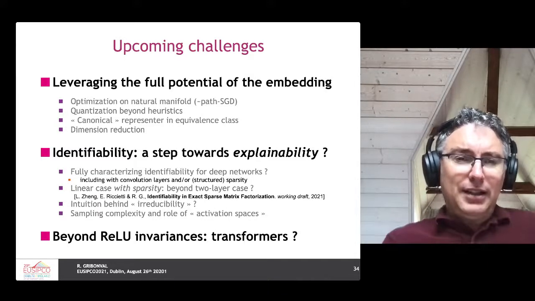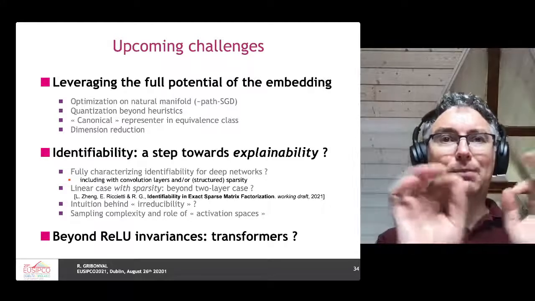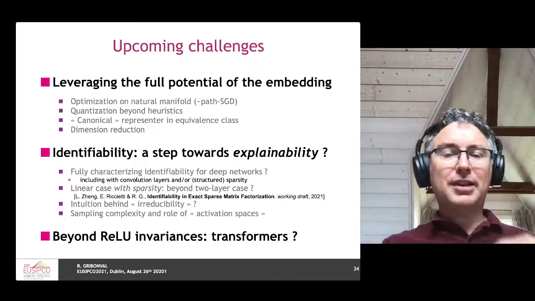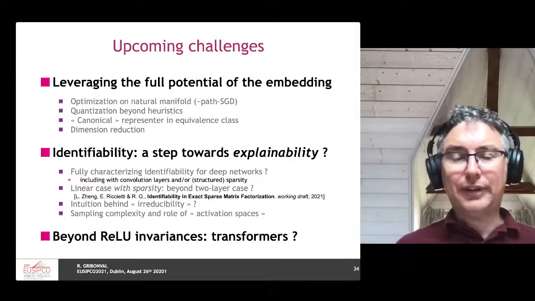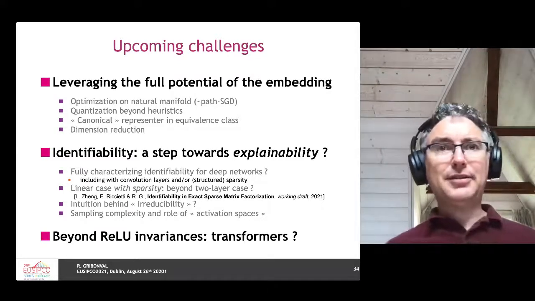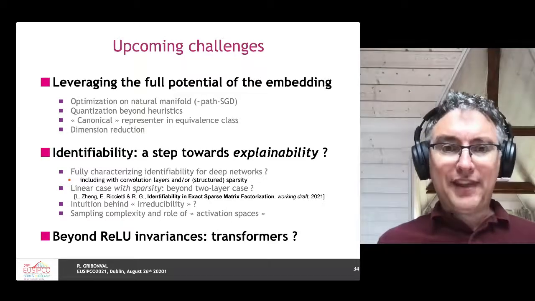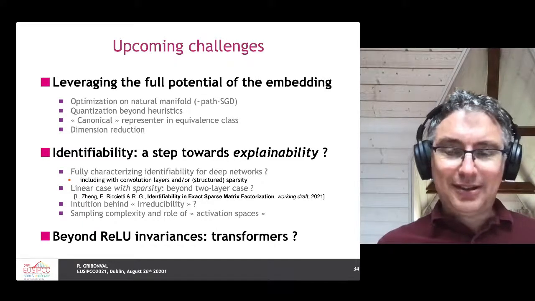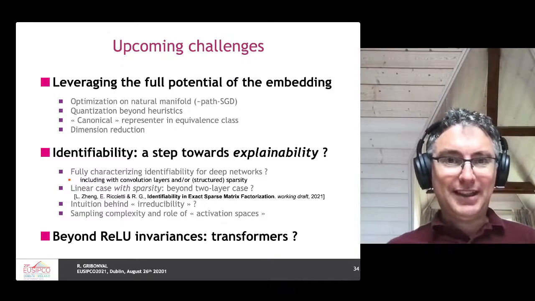And finally, we've probably only explored the tip of the iceberg, because invariances in ReLU networks are associated to scaling equivalences. But when you go to modern architectures involving transformers, there are more invariances due to the particular structure of the attention layers. So all this brings a very rich future, I think, around the questions that we can investigate.